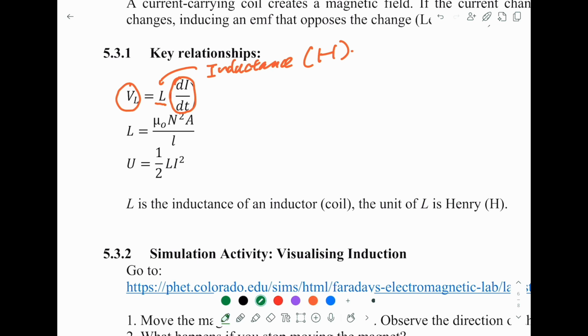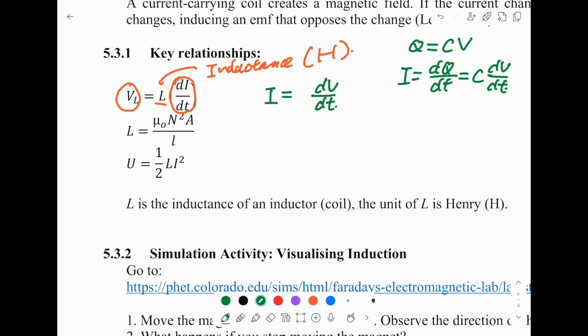This relationship is equivalent to our capacitance in this case. Remember, in a capacitor, Q is equal to CV. So I equals dQ/dt, which is equal to C dV/dt. So this one says the current flowing through the capacitor is equal to the change in voltage, and the proportional constant is the capacitance.